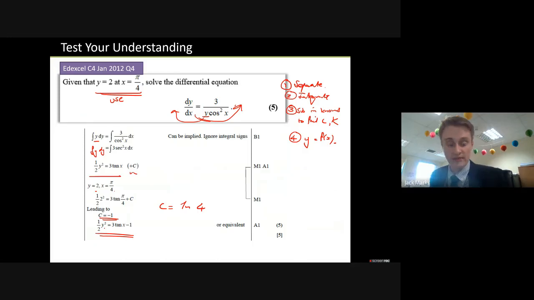It doesn't always have to be y equals some function of x. It will say if they want you to do that. If it's y squared, it's often nicer to just leave the answer as y squared. So I think here I would probably leave this as y squared equals 6 tan x minus 2. That's how I would leave my answer.